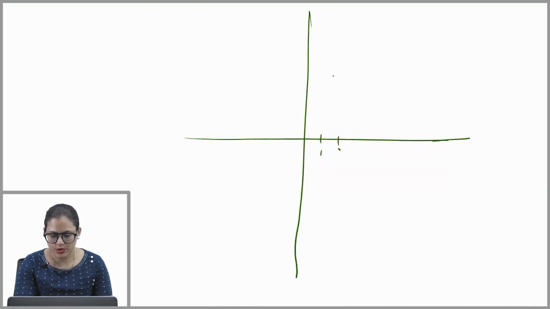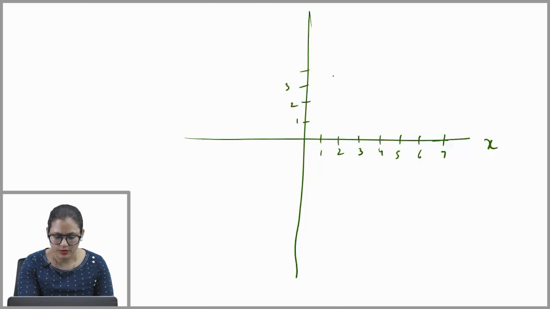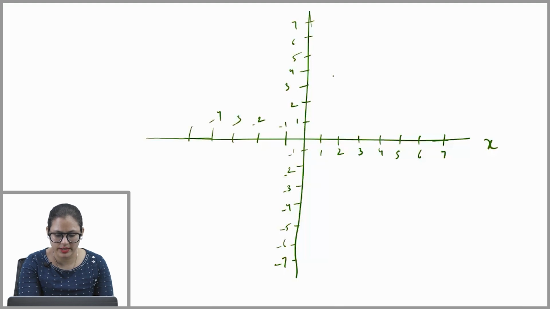X-axis: 1, 2, 3, 4, 5, 6 and 7, and minus 1, minus 2, minus 3, minus 4, minus 5, minus 6, minus 7. This is also the y-axis, and this is also the x-axis, with minus 1, minus 2, minus 3, minus 4, minus 5, minus 6, minus 7.